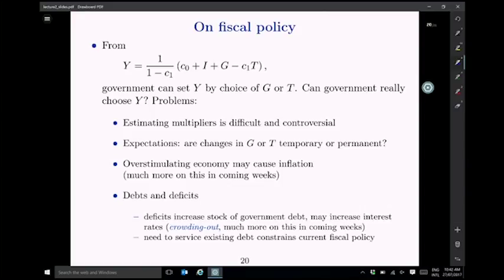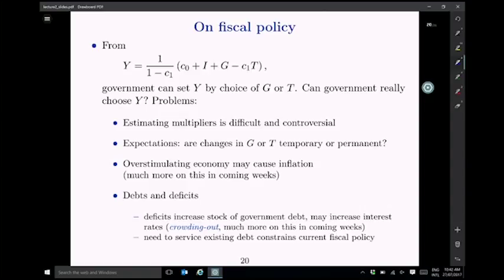Nominally, it seems that the size of government spending or taxes could directly influence aggregate output or income, right? In particular, if the government, say, wants to stimulate the economy, it seems it can choose the right size of government spending to determine the size of output, right? The question is, does the government really have the freedom to do that? Is that a good way to stimulate output?